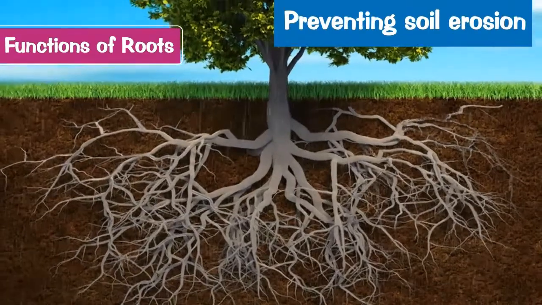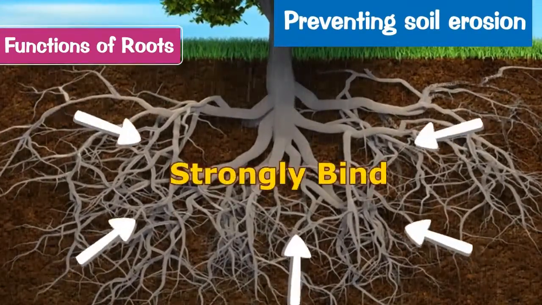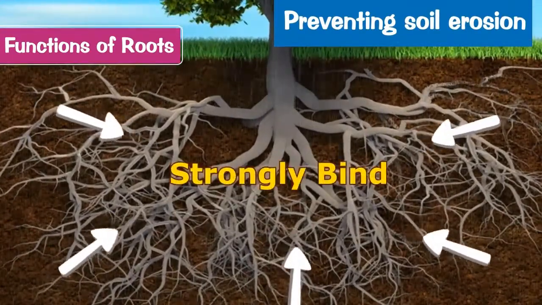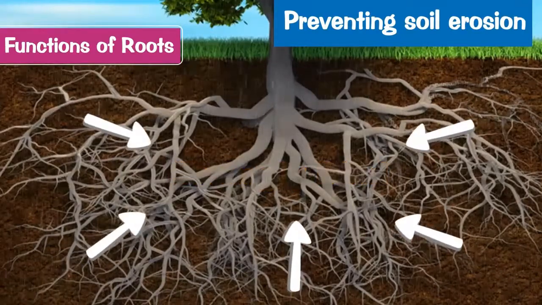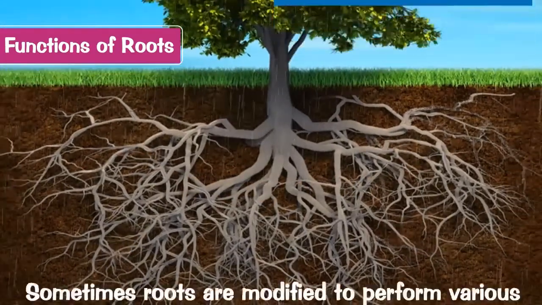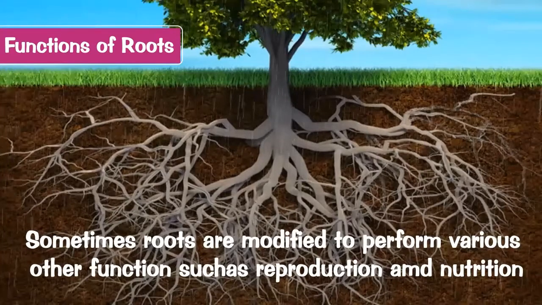Preventing soil erosion. Roots help to bind the soil particles together, thereby preventing them from being carried away by water or wind. Sometimes, roots are modified to perform various other functions such as reproduction, nutrition, etc.